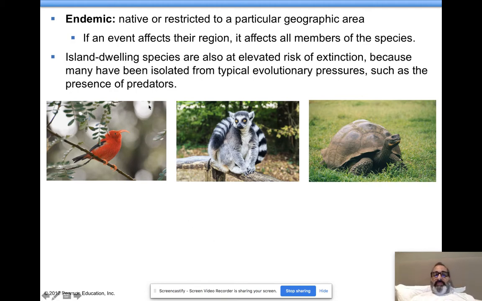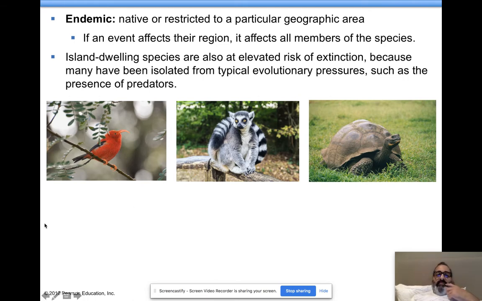Island dwelling species are more vulnerable too, and same type of thing. They live on an island, which means they don't have a large landmass to just move over if their habitat gets changed. What is the biggest causer of extinction today? It's humans. It's habitat alteration, habitat changing, habitat loss, habitat destruction, habitat pollution. So the biggest cause of extinction today is us, humans. We are changing their habitat.